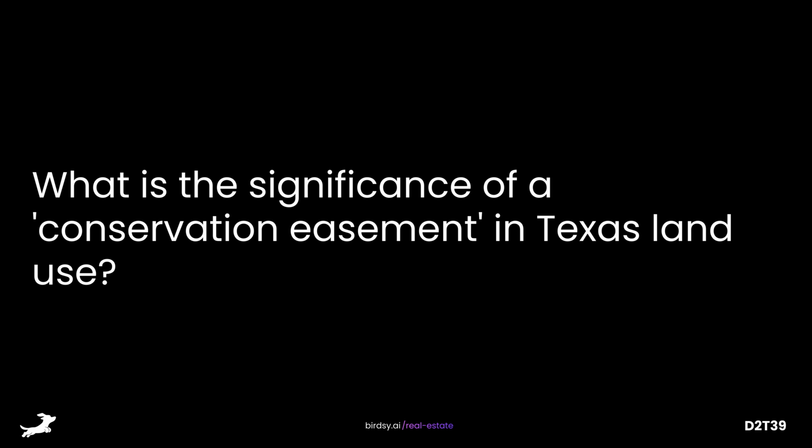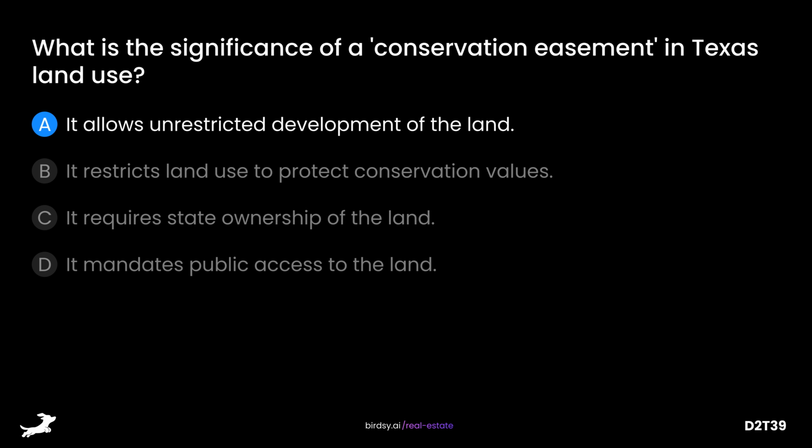What is the significance of a conservation easement in Texas land use? Is it A, it allows unrestricted development of the land? B, it restricts land use to protect conservation values? C, it requires state ownership of the land? Or D, it mandates public access to the land?